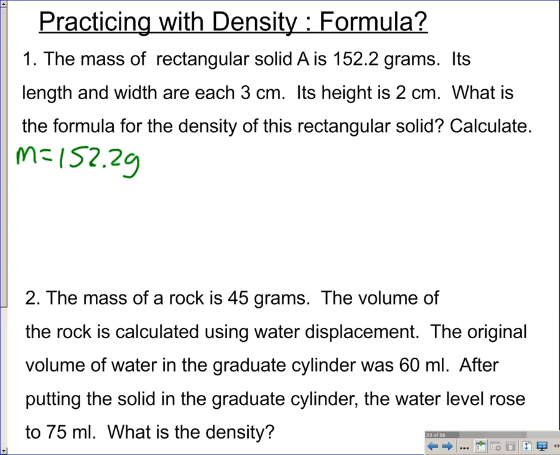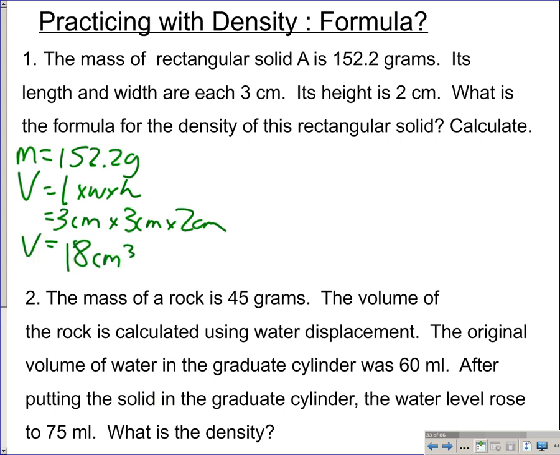How do I find the volume of that? So volume is equal to length times width times height. What do I know so far? 3 centimeters times 3 centimeters. Next one, 2 centimeters. Okay. I only do this because I just want to make sure you see my process here. Okay. So what's the volume? 18 what? Thank you. So make sure you give me your unit, okay?